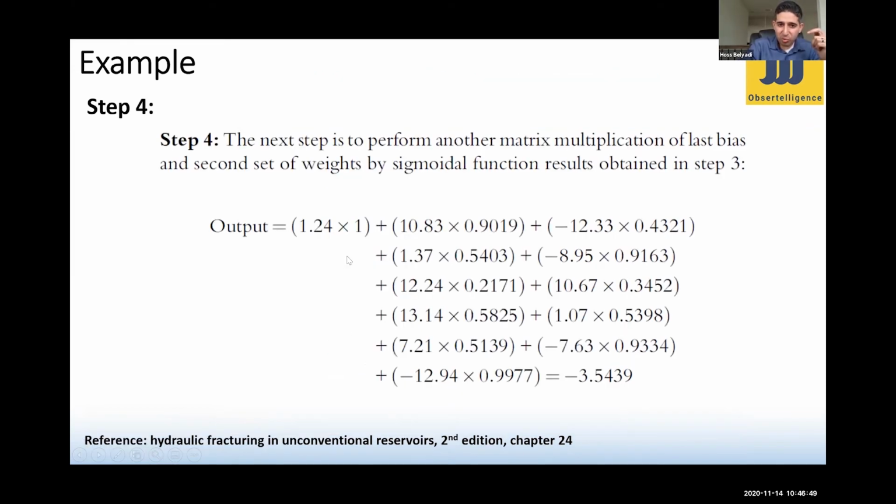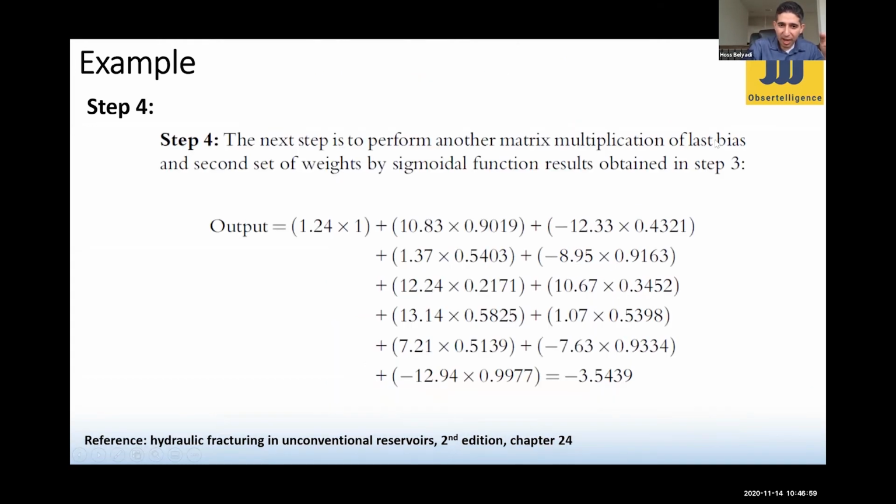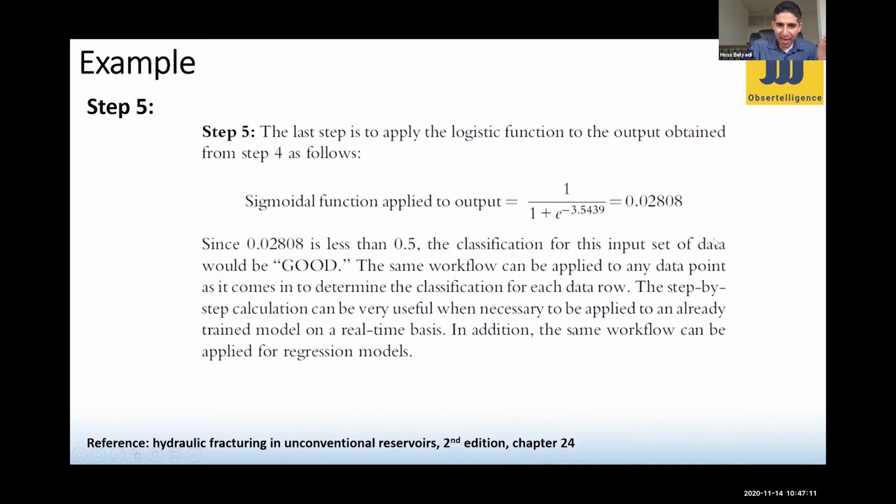Then you did a matrix multiplication of the resulting answers from step 3 with the second set of weights. You did the matrix multiplication again, and you got negative 3.54. The last step is to apply the logistic, or nonlinear activation, function one more time to that minus 3.54, and you got this answer here. So this is an example of how you can predict once you train your neural network machine learning model.